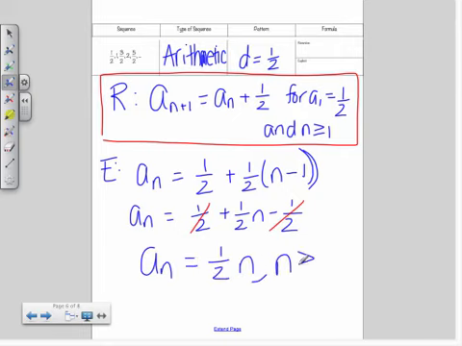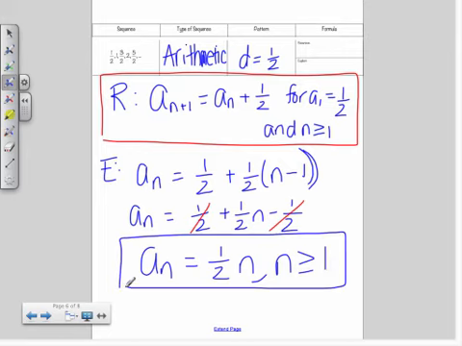For n is greater than or equal to 1. Okay? And again, this should make sense to you because the first term in your sequence, your a sub 1, would be 1/2 times 1, which is a half. Your second term of your sequence is 1/2 times 2, so a half of 2 is 1. So each time you're taking half of the term number that you are in your sequence.